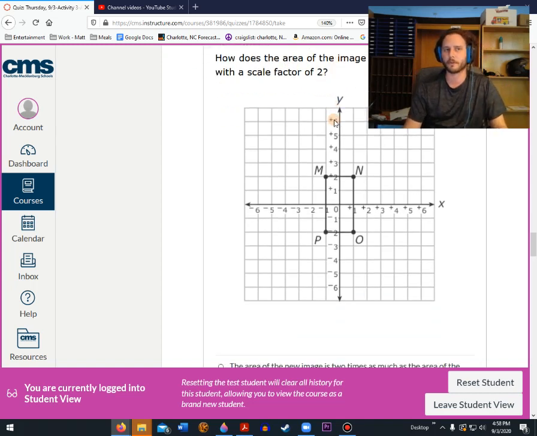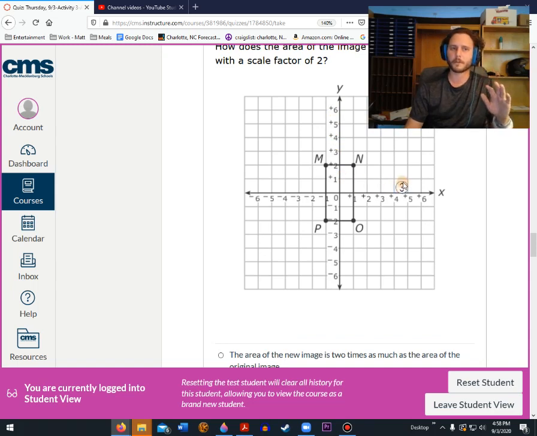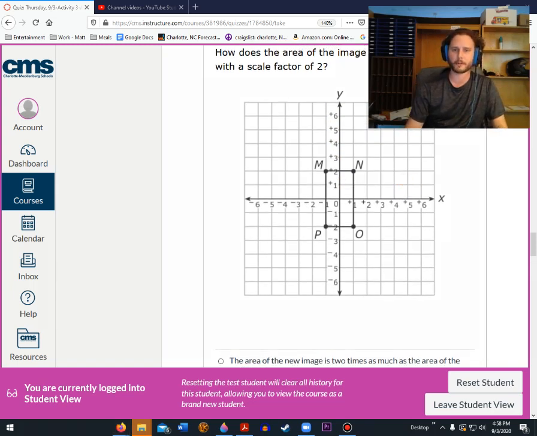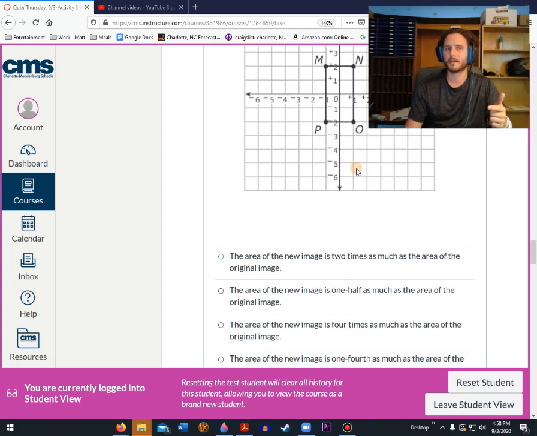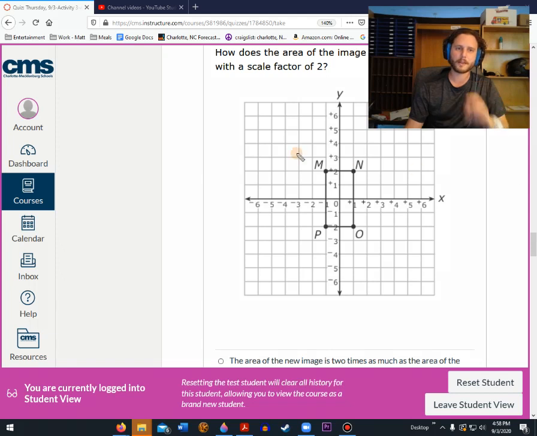Number 6, it's asking how does the area of an image change when it's dilated by a scale factor of 2? For those of you who want to know the straightforward answer, it's going to do more than just double. I guarantee that's an answer choice. Let me double check. Yeah, 2 times, that is an answer choice. That's wrong.